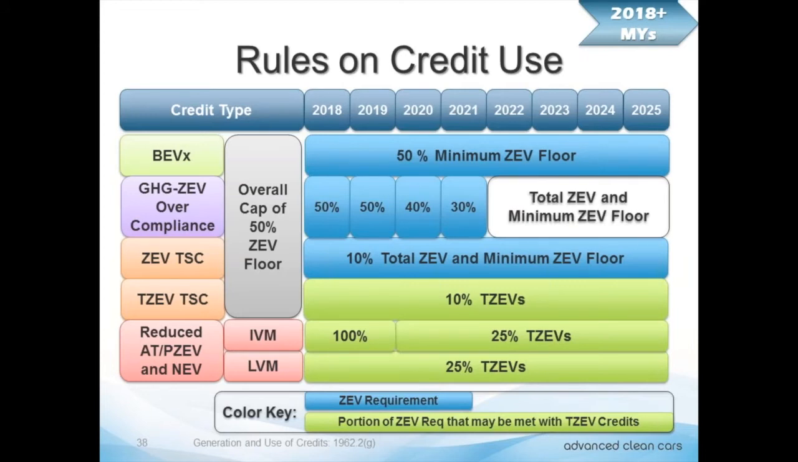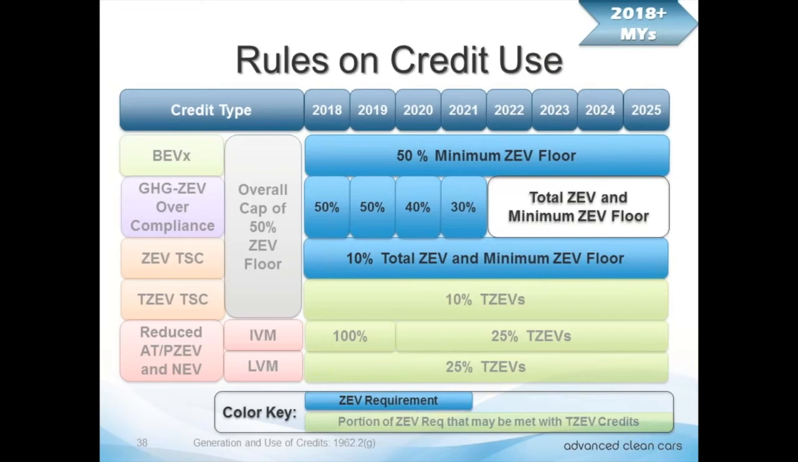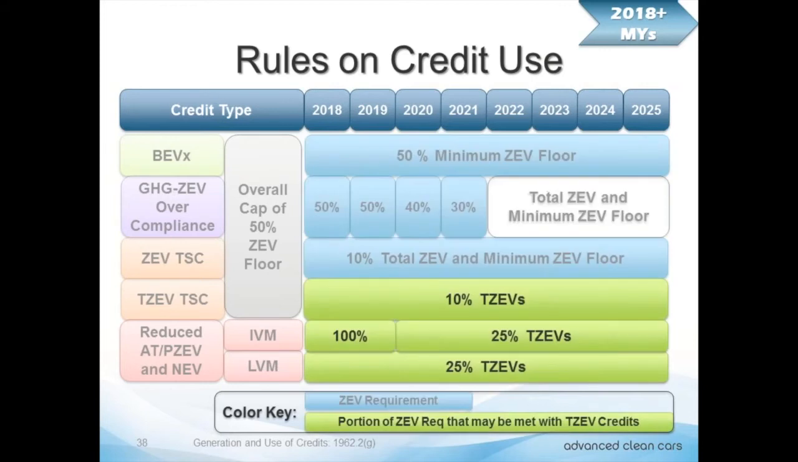We're going to go over some spending caps that limit how credits earned from specific vehicle types may be used on a given portion of a manufacturer's requirement in a given model year. You should notice that the boxes are color-coded based on the portion of the requirement towards which credits earned from each of the vehicle types may be spent. The blue boxes represent a cap on either a manufacturer's total ZEV requirement or the portion of the requirement that must be met with ZEV credits, otherwise known as the minimum ZEV floor. The green boxes represent caps on the portion of a manufacturer's requirement that may be met with credits from TZEVs.